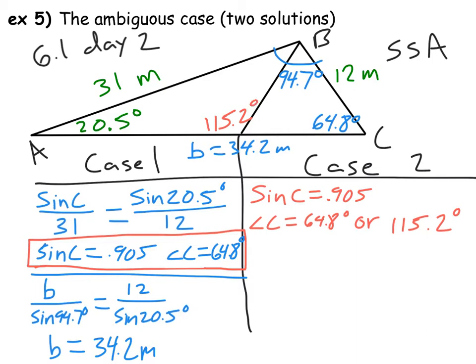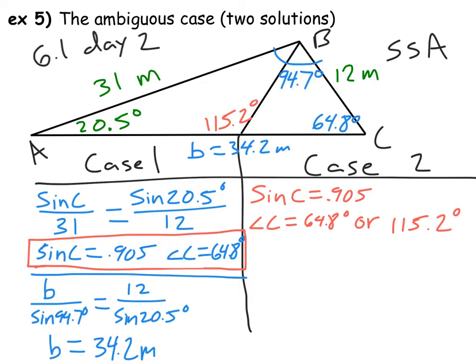So there's my other angle C, that would be 115.2. Now you might think, wait a minute, we already found that side length B was 34.2. The way you should look at the diagram is the only thing that can't change is the stuff in green. That's the information that I was given. Those measurements are fixed. Angle B wasn't given and therefore isn't fixed.